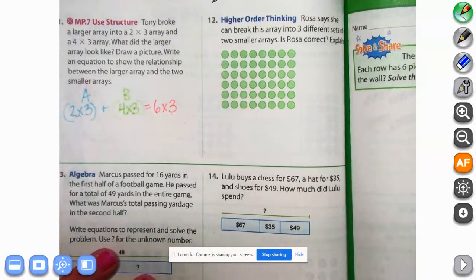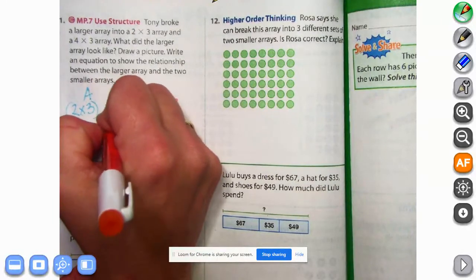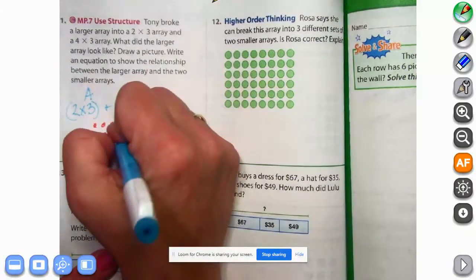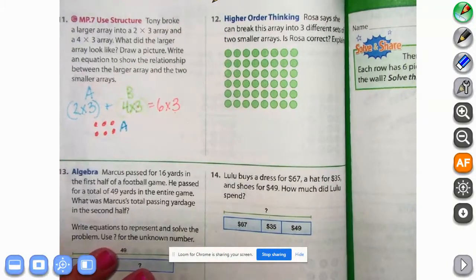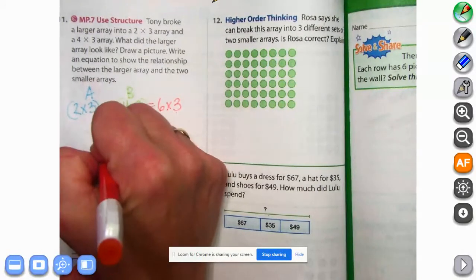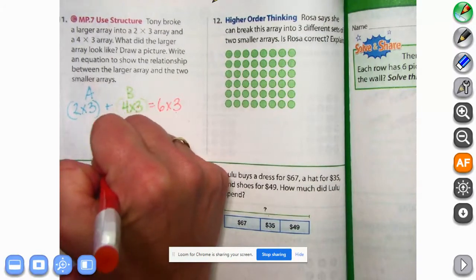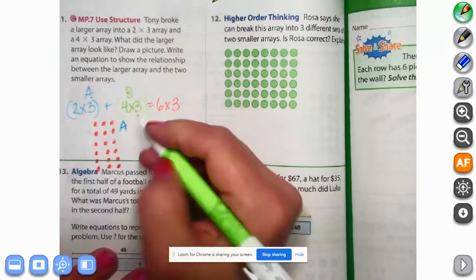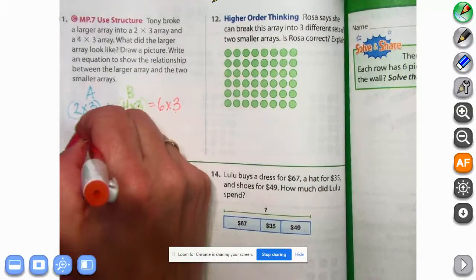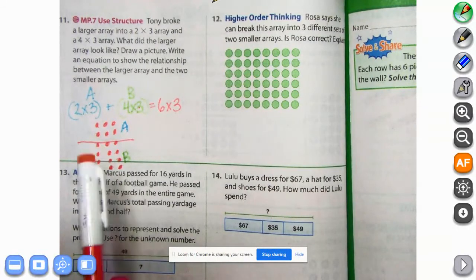You can also draw your pictures. So we have 1, 2, 3, 1, 2, 3. That one's A. And then 1, 2, 3, 1, 2, 3, 1, 2, 3, 1, 2, 3. This part is B. And we drew a line right there. All right. Press pause if you need to get this written down, please.